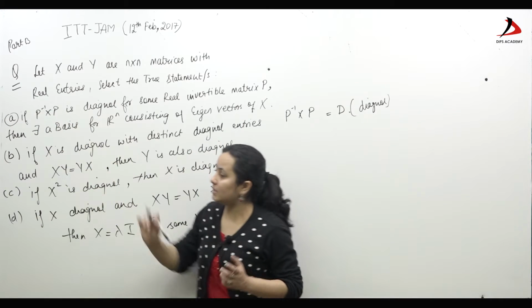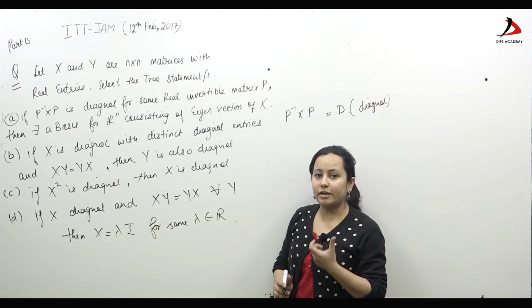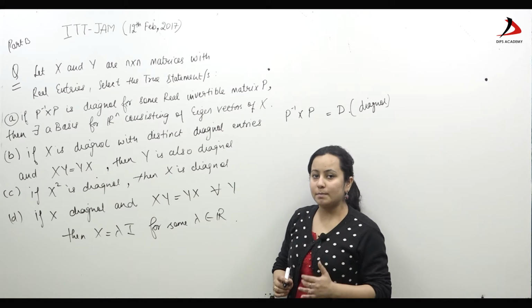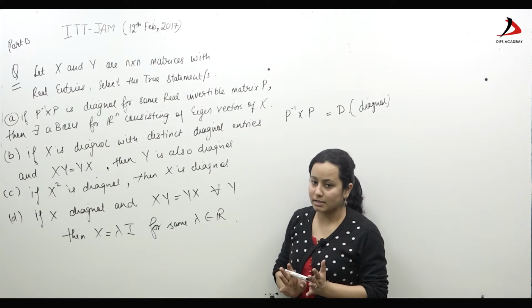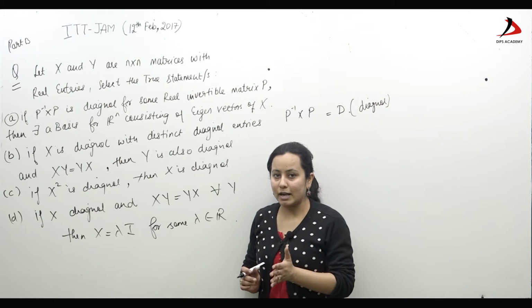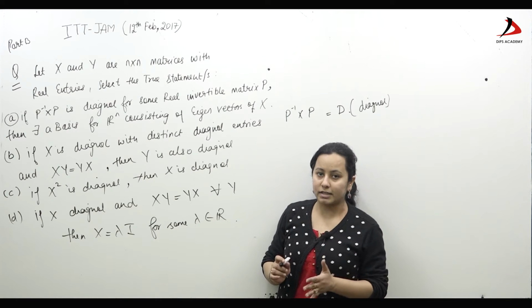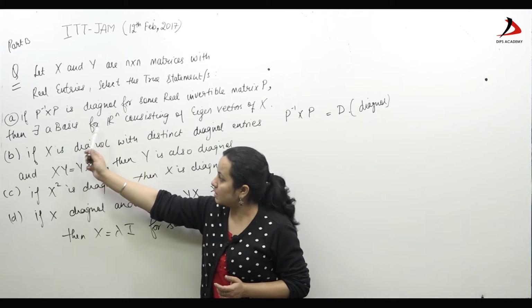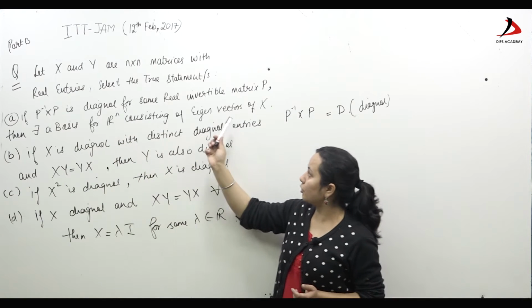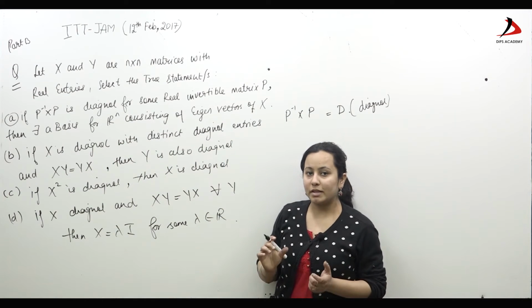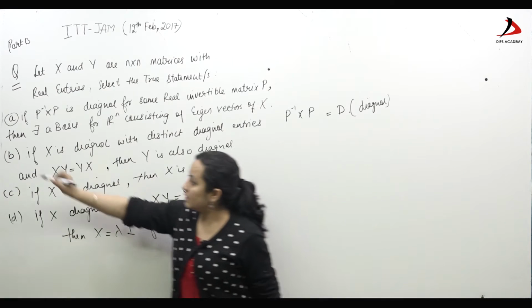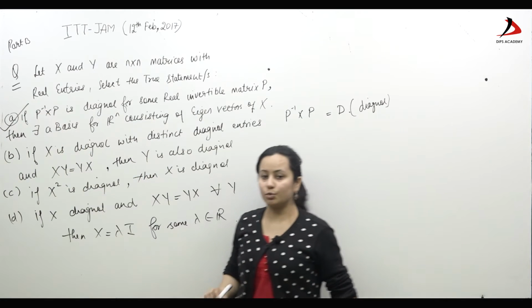P inverse XP is diagonal. It goes by the definition of diagonalizability. It simply means that X is diagonalizable, and by the definition of diagonalizability we can easily state that there will definitely exist a basis for Rn consisting of eigenvectors. So by the definition of diagonalizability, statement A is true.